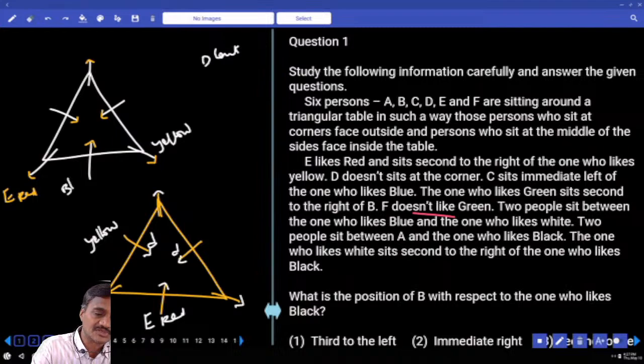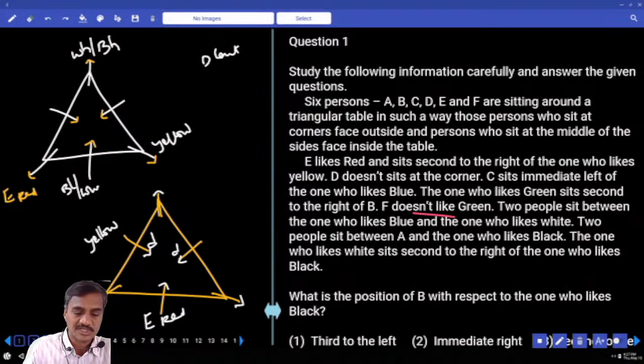If blue is here, then white will be here. Or if blue is here, white will be here. They must be opposite. Again, coming back to this one, if blue is here, then white is here. Or if blue is here, then white is here. It must be blue and white.